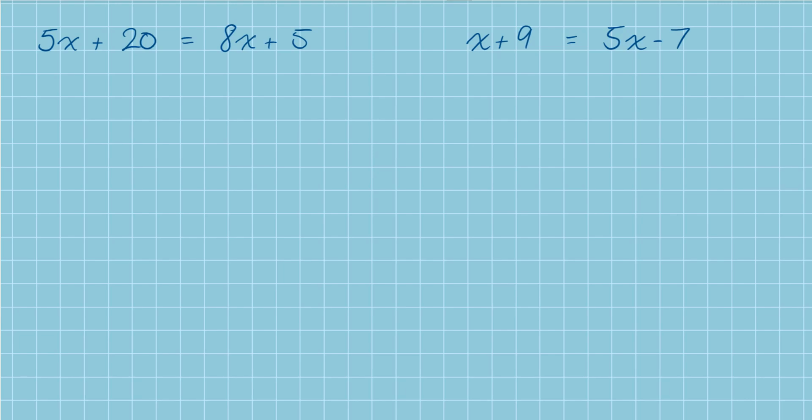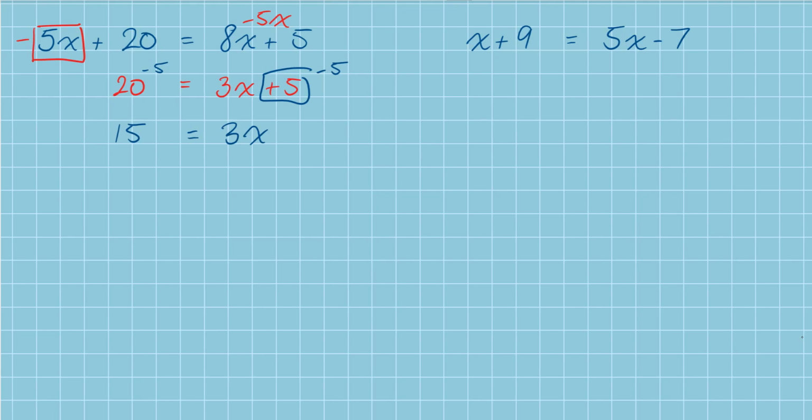Where are we going to start with over here? Okay, so I'm going to start this. I'm going to take that away, which means I'm going to take 5x away from there as well. So it's going to leave me with 20 there, and it's going to leave me with 3x plus 5 over here. Okay, next step, take 5 away from there, which means I'm going to take 5 away from there. That leaves me with 15 over here and 3x there.